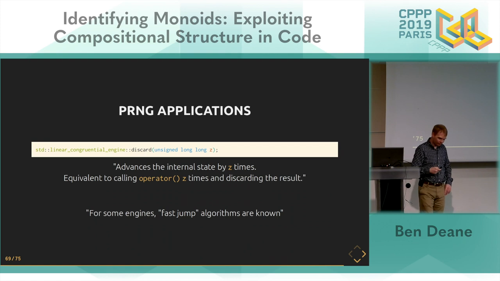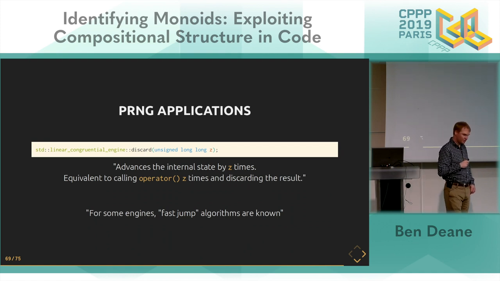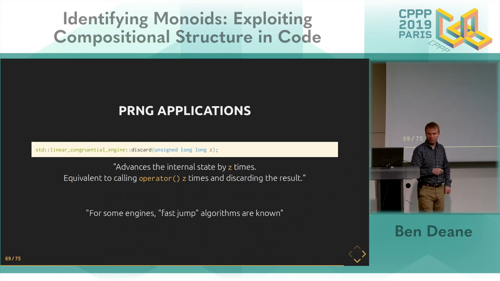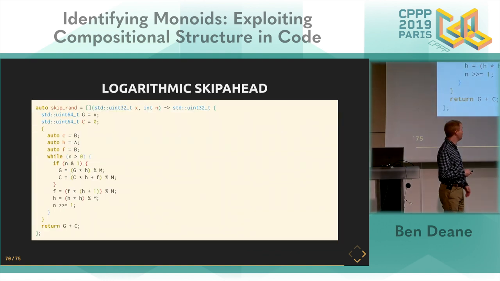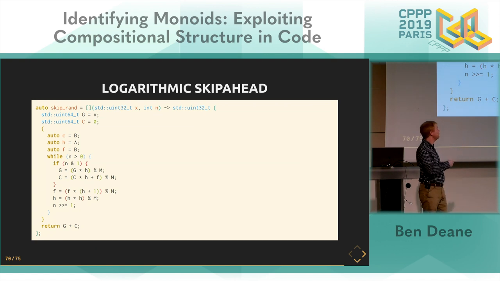In fact, when I gave this talk in Aspen, Marshall was sitting in the front row. He's the standard library implementer. He was taking notes, because I don't think either libc++ or libstdc++ actually do any of these fast jump algorithms at the moment. Maybe they do, because he's had a month to work on it. But like I said, advancing a pseudo-random number generator, a linear congruential generator, is basically a multiply and add, which is basically a multiply, and if you look in the literature, this kind of thing has been known for ages.